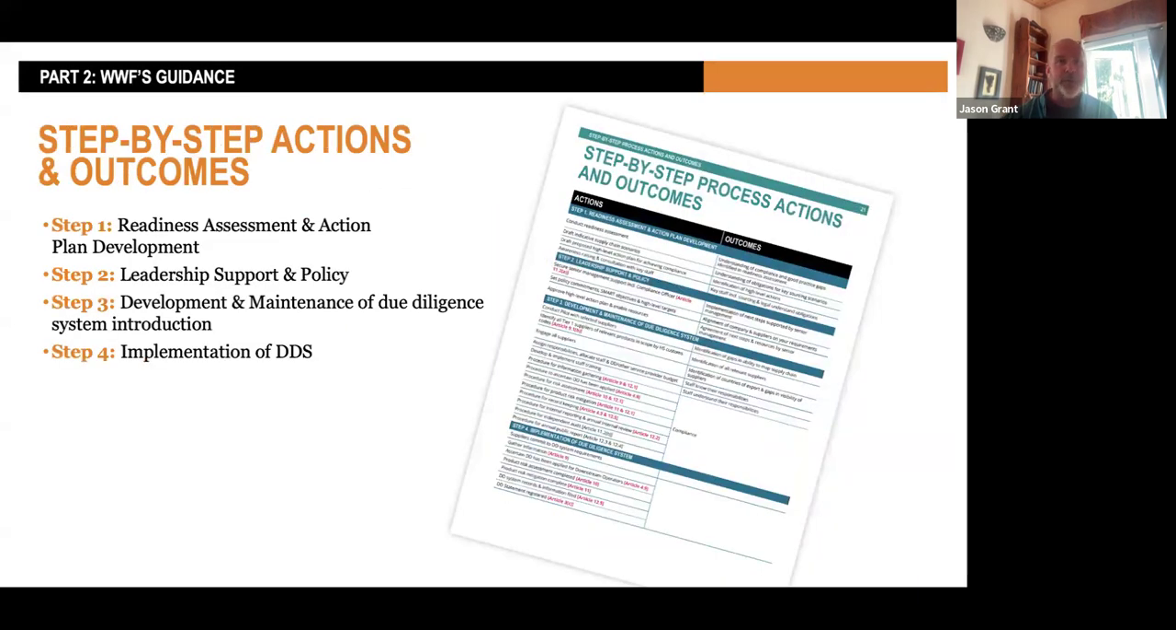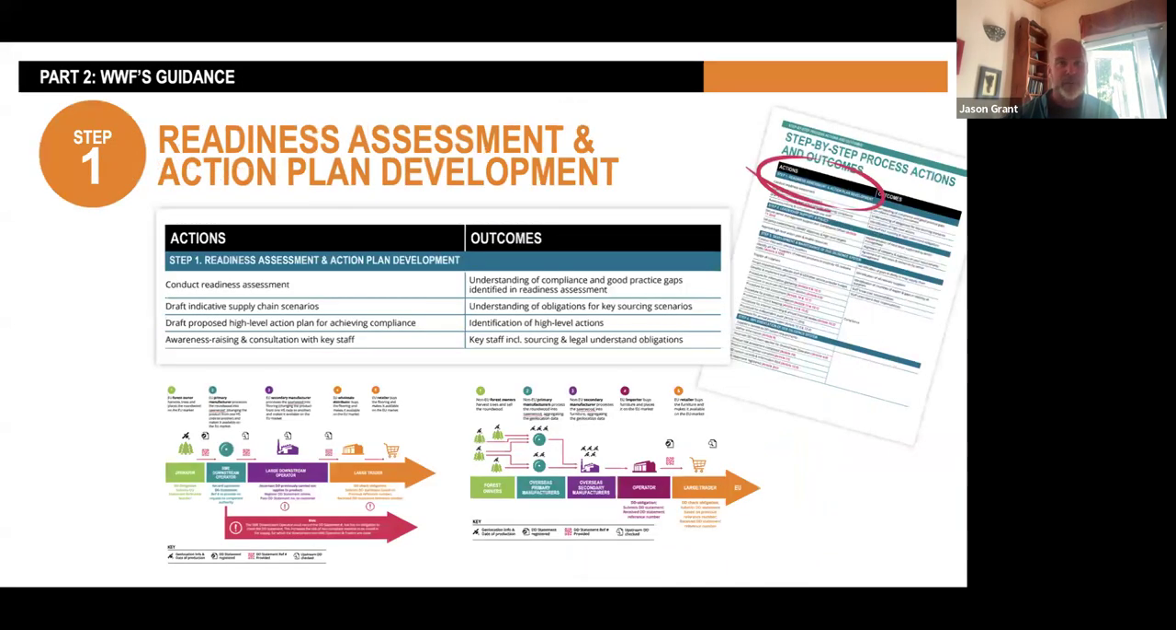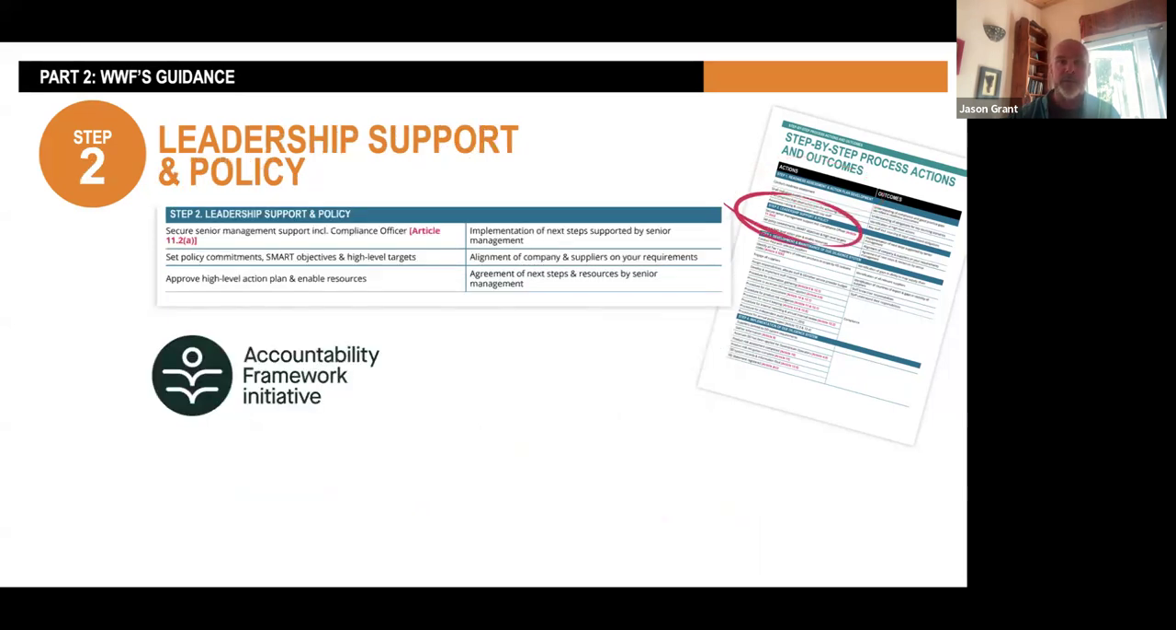Let's see. So these are the basic high-level steps that we have in the step-by-step guide, and then there's a lot of sub-steps underneath each of these. I am not going to talk through all of this. This is high level what's in step one, so you can get a sense of what's in here, some of the sub-steps. Start by conducting that readiness assessment, draft indicative supply chain scenarios, consult key staff. So we really try to go through it step by step. Very important to get the buy-in from your leadership and the resources that you're going to need if you are the one responsible for implementing this.